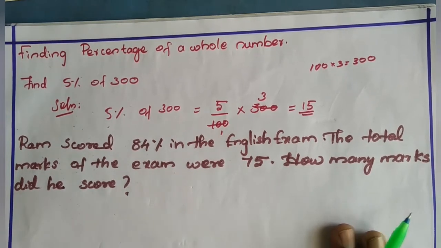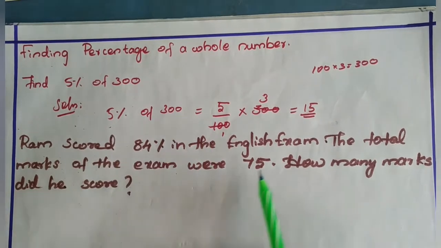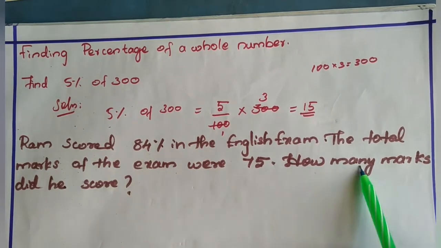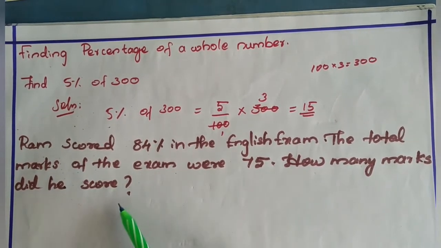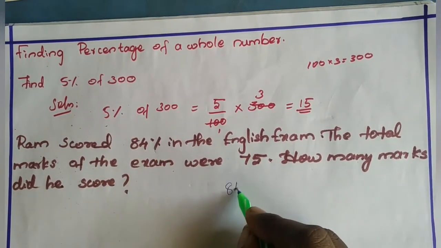Okay guys, let's move on to the next example. Ram scored 84% in the English exam. The total marks of the exam were 75. Okay, how many marks did he score? This is our question. He scored 84%, which means 84 by 100.